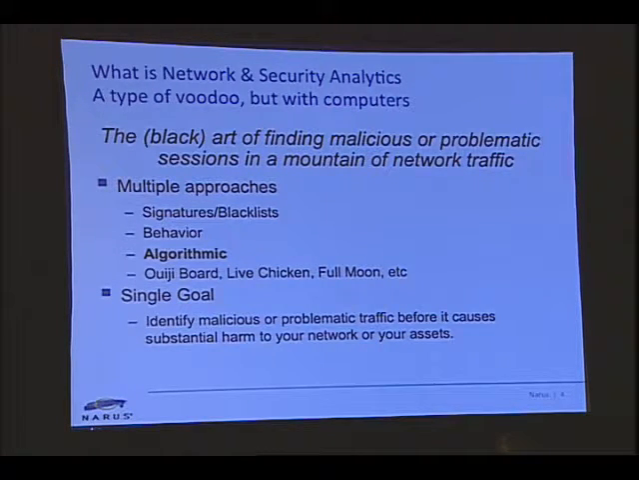Now, the approaches that are currently being taken: you have the more traditional firewalls, IDSs, IPSs that use signatures and blacklists, but you also have some of the more interesting behavioral stuff. The really interesting field opening up now, Hadoop is responsible for some of it, is the algorithmic approach, which is really looking deep into the traffic, deep into the packets, to find what traffic is actually really wrong. Or you can always go back to the old standards: a Ouija board, live chicken, full moon. Basically, anything you want to use, go ahead and have fun. But the goal is always the same, to identify malicious, problematic traffic before it's able to hurt you. That's actually a key point: you want to get to things before they actually cause you too much pain.